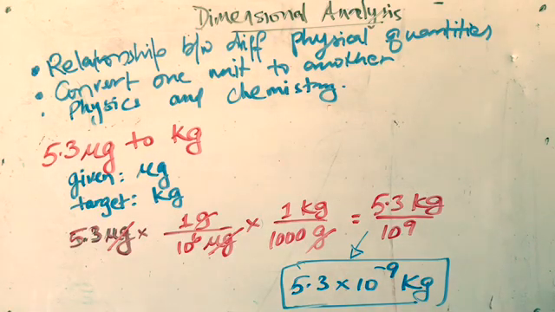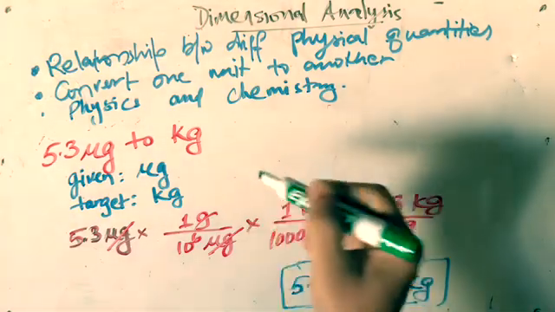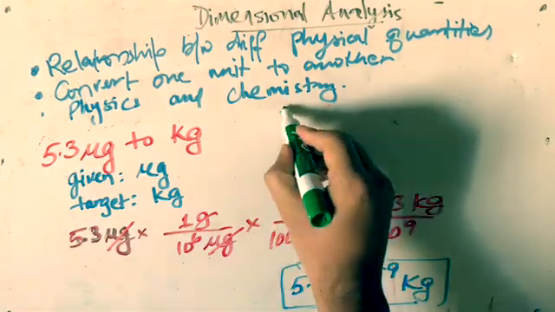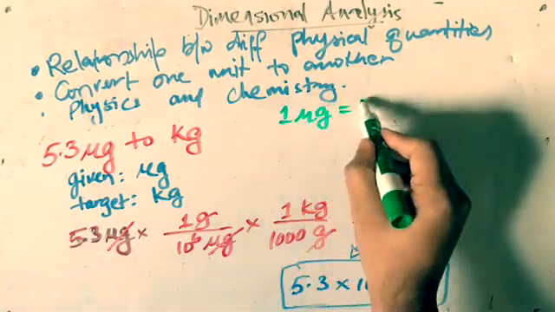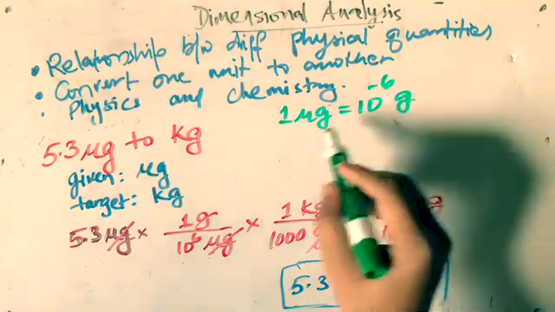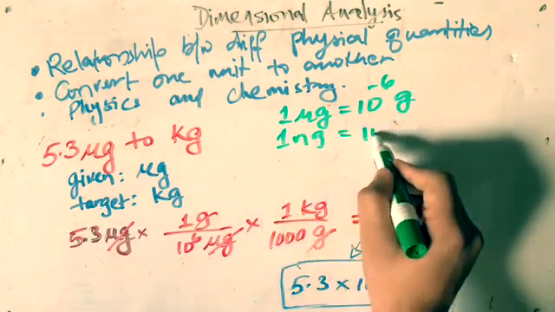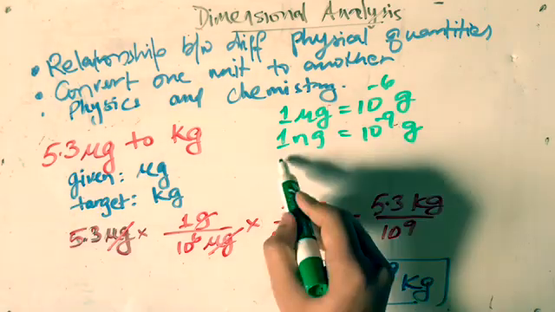It's good to memorize some of these units, like 1 microgram equals 10 to the power negative 6 grams. 1 nanogram equals 10 to the power negative 9 grams.